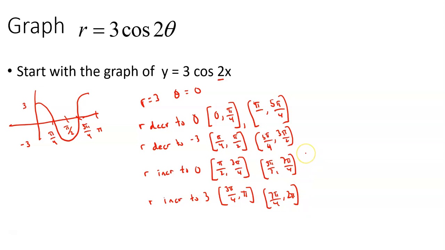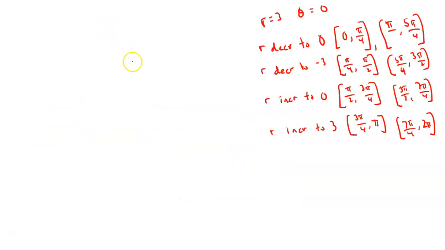One question that comes up sometimes is, do we really need all of these? Like, do we need to go again from pi to 5 pi over 4, 5 pi over 4 to 3 pi over 2, etc.? We'll find out in a second. All right, so let's pick it up on this side here. Let's make ourselves a set of axes.